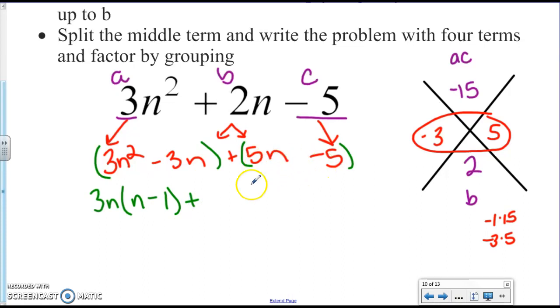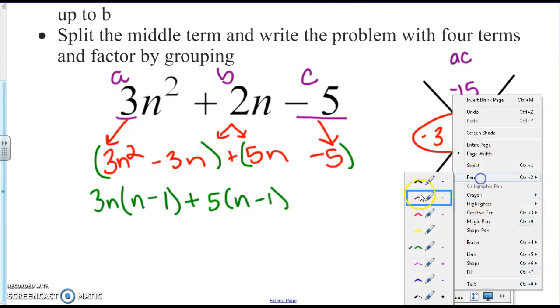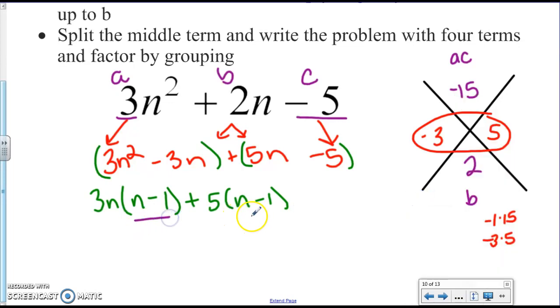Second group, I can divide both of those by 5, but they don't have any variables in common. So if I divide by 5, I'm left with n minus 1. From here, we need to make sure these two groups match. If they don't, we did something wrong and need to go through and try it again. If they do, we're going to pull it out front. So we have n minus 1 because those groups matched.